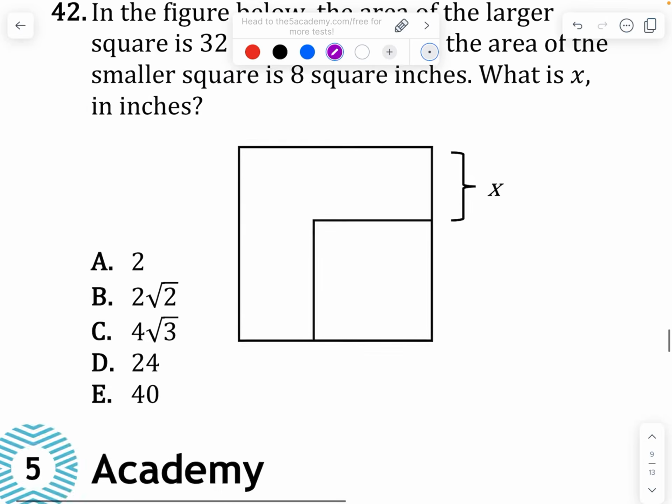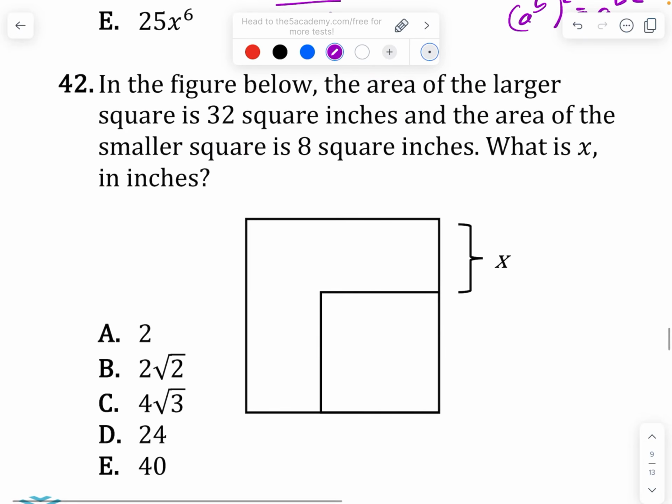C. In the figure below, the area of the larger square is 32 square inches and the area of the smaller square is 8 square inches. What is the dimension x in inches? Okay, so if I call this dimension A, and I call this B, I know that A squared is equal to 32 and B squared is equal to 8.